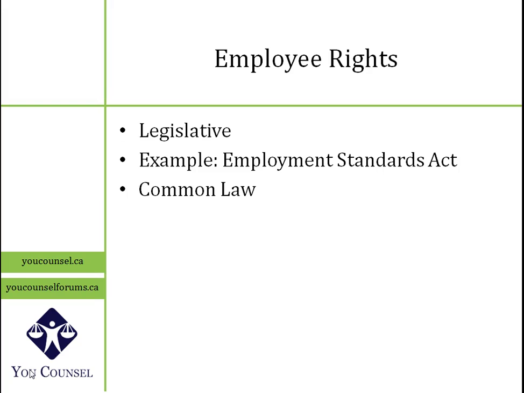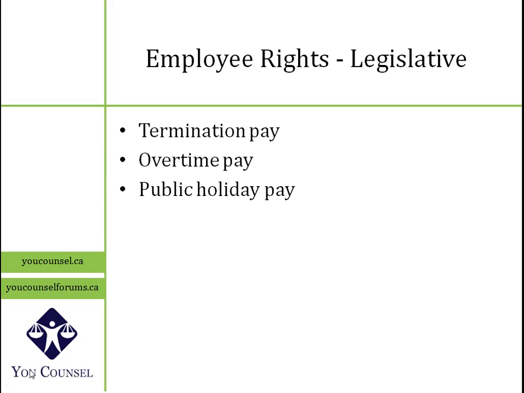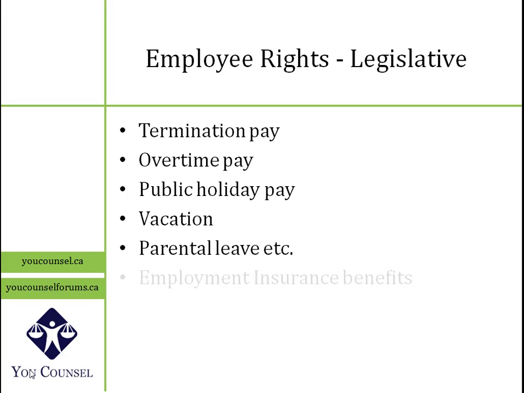Then you have rights under common law, which is the judge-made law. A common example is termination notice, which we'll talk about in more detail, but that could be your right under the employee rights category. Let's talk a little bit more about the legislative rights, and we'll give you some examples. Some rights are termination pay, overtime pay, public holiday, vacation, parental leave, and employment insurance benefits.